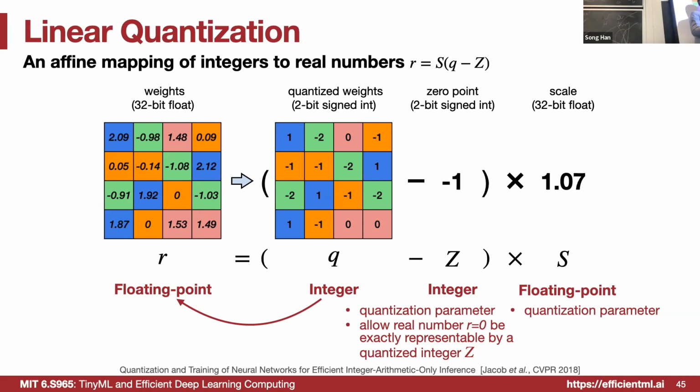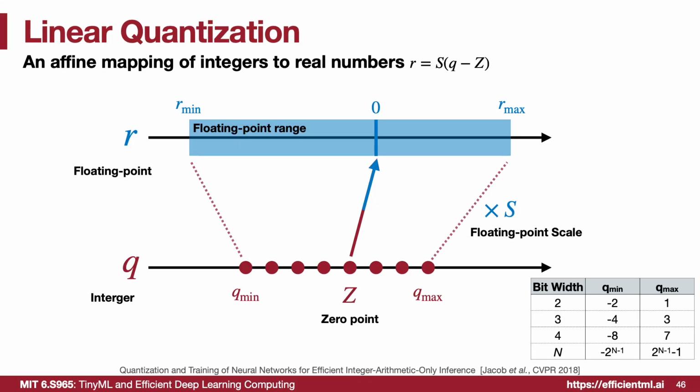So that's the function of this integer. We want to make sure there's some number that can exactly represent 0. Okay, so z is actually representing the real number 0. That's the definition for this 0 point. Since 0 is very important, right? After pruning, we have so many zeros. We want to make sure some integer value is actually representing the floating point 0. Okay, and what is that number? That is the z, the 0 point. Okay. So this is the mapping between the quantized value and the floating point number.